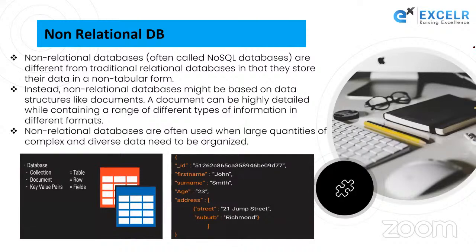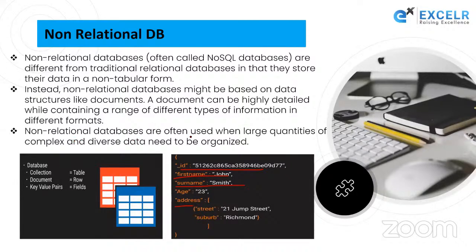You can see your data can be in a JSON format with the first name, last name, address, and everything is in a JSON. So there is no schema here, and there will be no structure of the data. So you can have any kind of unstructured data in your non-relational database. It can be like any document, and the document can be highly detailed, containing different types of information in different formats at any given point of time.